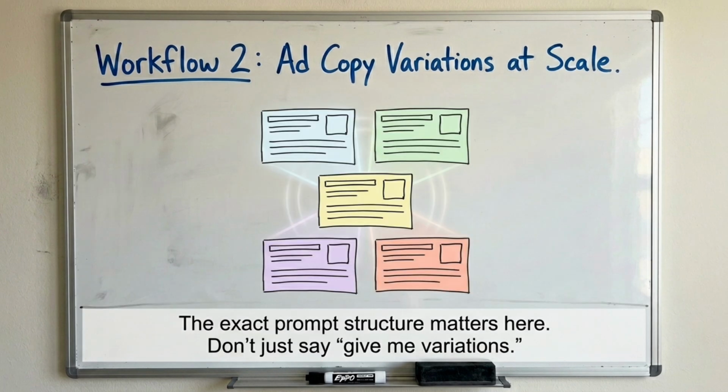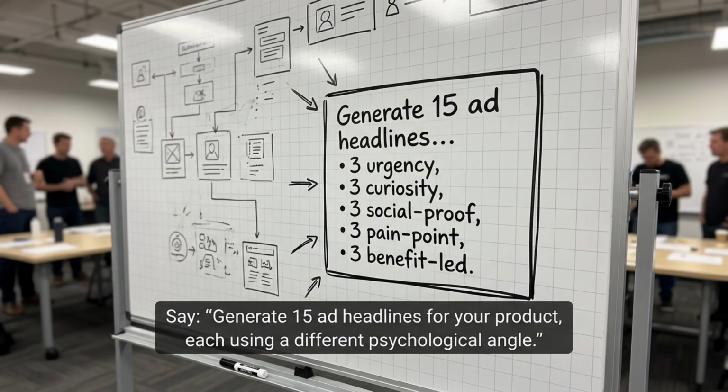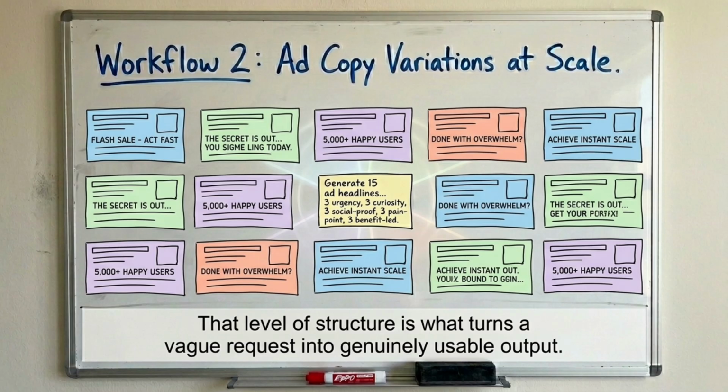The exact prompt structure matters here. Don't just say, "Give me variations." Say, "Generate 15 ad headlines for product, each using a different psychological angle. 3 urgency-based, 3 curiosity-based, 3 social proof-based, 3 pain point-based, and 3 benefit-led. Keep each under 10 words." That level of structure is what turns a vague request into genuinely usable output.